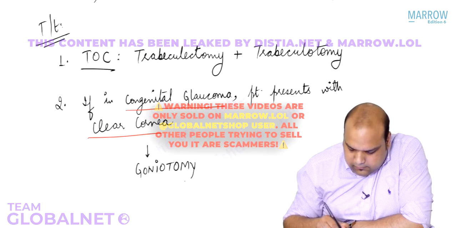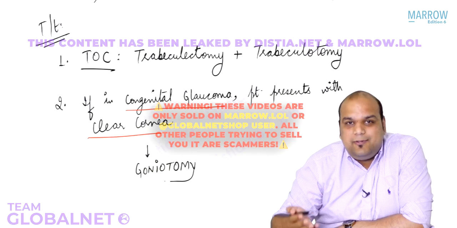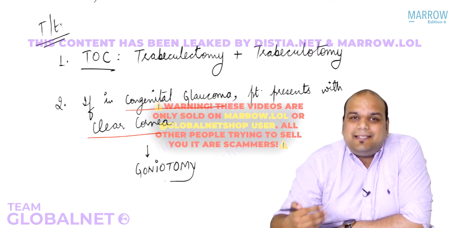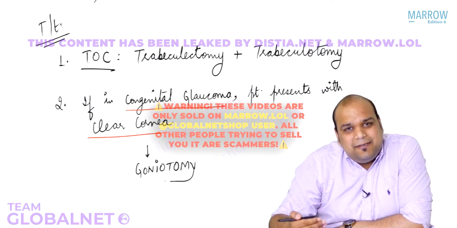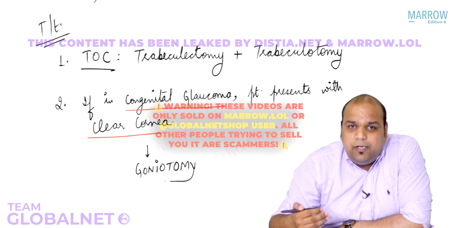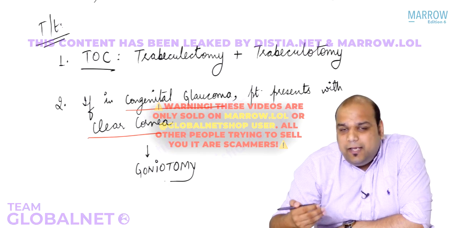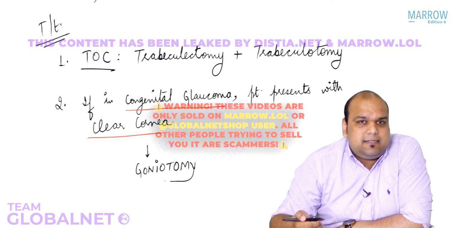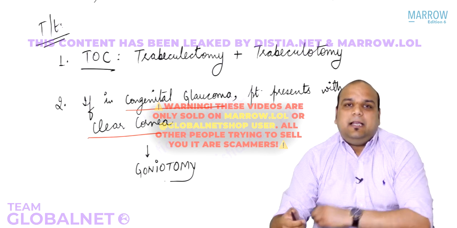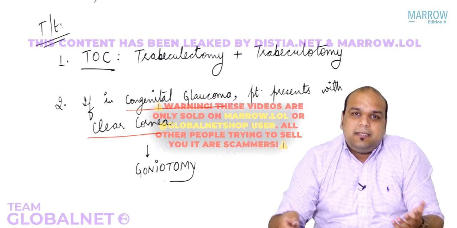goniotomy. Okay? Using a gonioscope, you can do a less invasive procedure, and that becomes the treatment of choice. So the only thing to notice is the words clear cornea in the question, which will change the answer. Right, guys? That's it about my topic, primary congenital glaucoma.